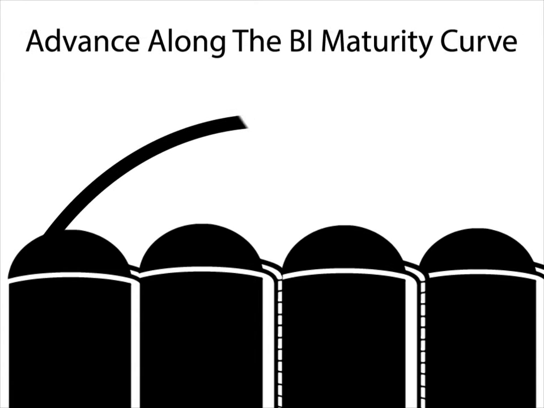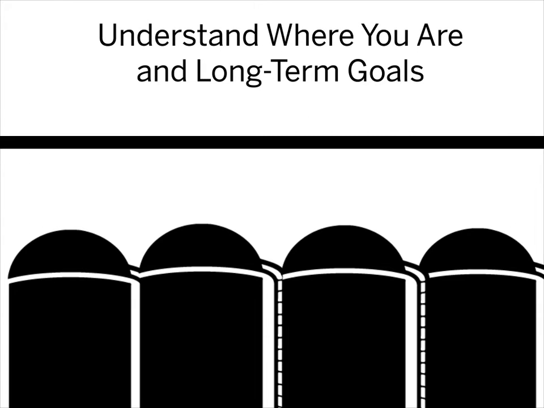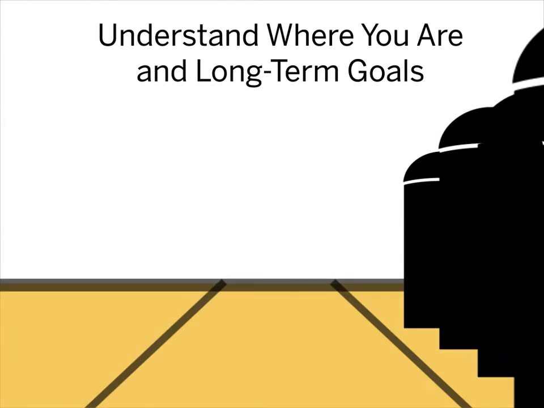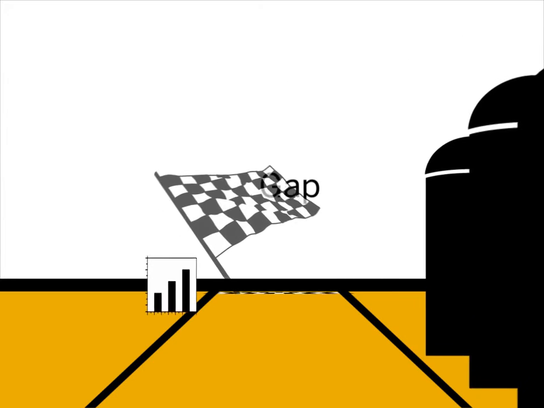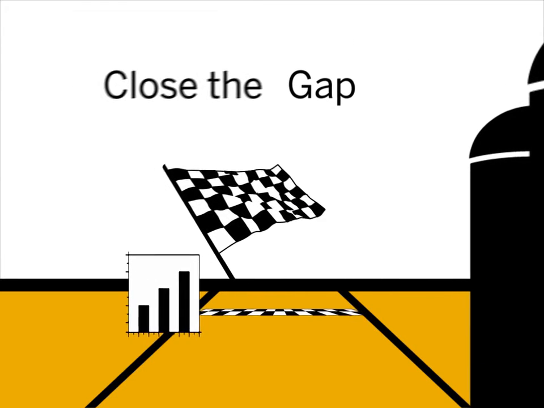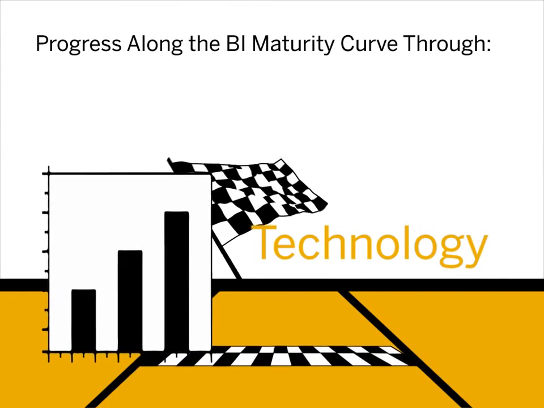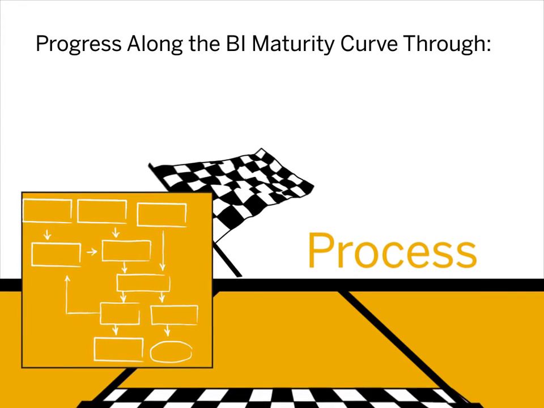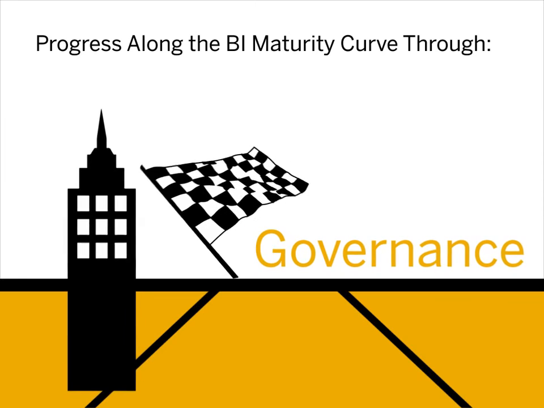How can a company advance along the BI maturity curve? Much about maturity is dependent upon the fact that you have a very clear understanding of where you are today, ultimately where you want to be longer term, what the gap looks like between those 2 states, and ultimately how you close that gap, either through a combination of technology, people, and process, or simply through implementing some formalized structure and governance to help drive that progression of maturity.